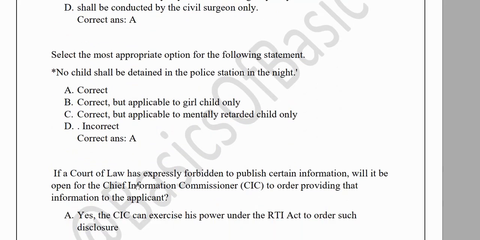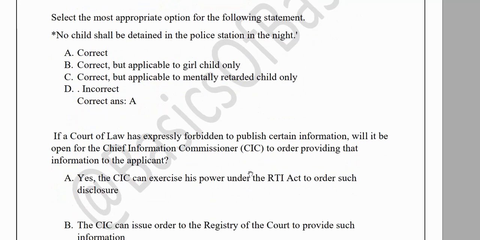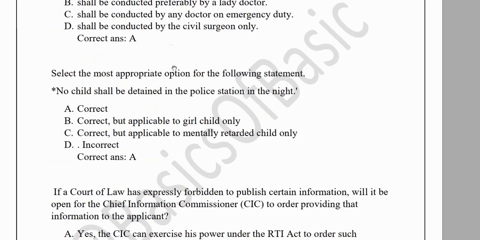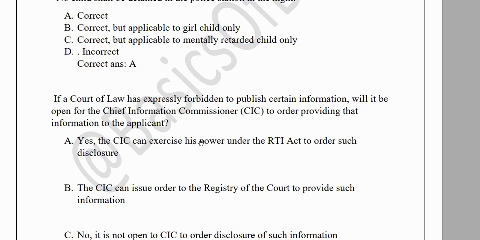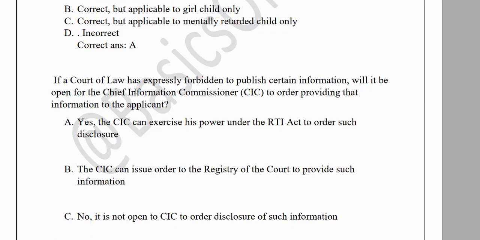Okay. Now this is with respect to the RTI Act. Here the two questions were with respect to POCSO, and now it is with respect to the RTI Act. If a court of law has expressly forbidden to publish certain information, will it be open for the CIC, that is the Chief Information Commissioner, to order providing that information to the applicant?